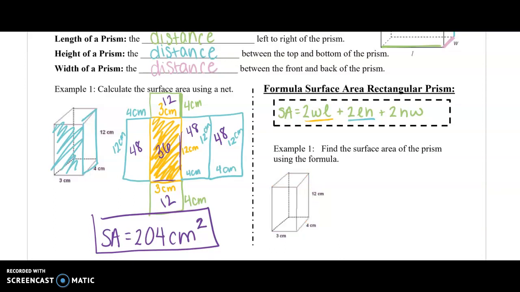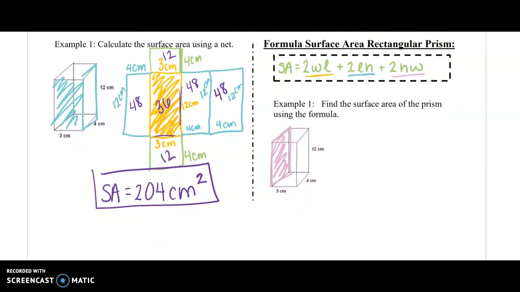And then lastly, my height times my width is that side right there and that side right there. So it accounts for all 6 of the sides. That's why we do it that way. So to find the surface area of the same exact prism, instead of having to do the net, I can plug it into this formula.